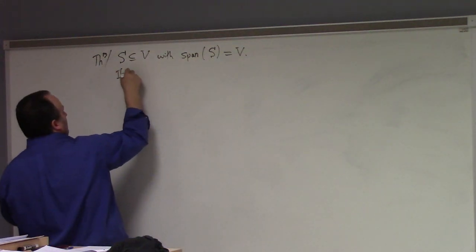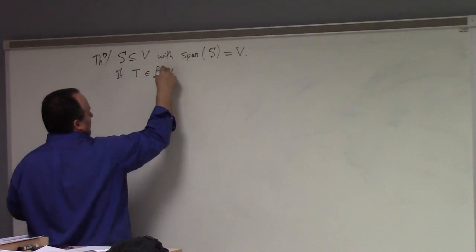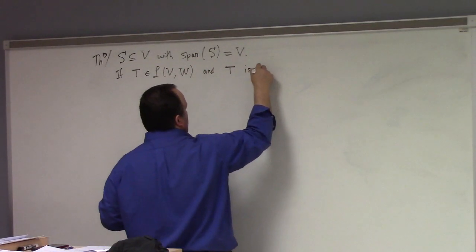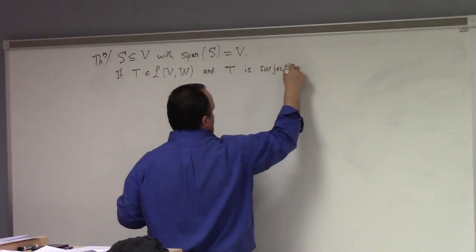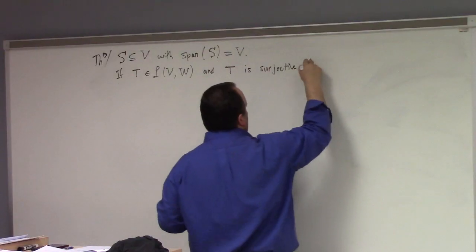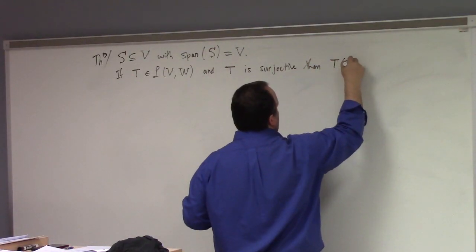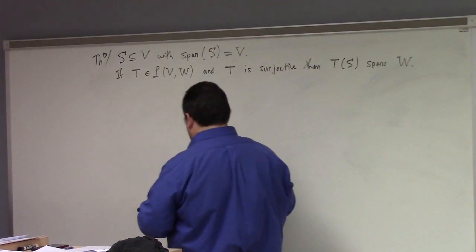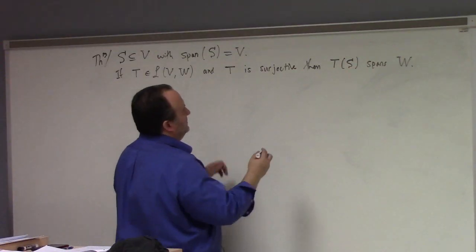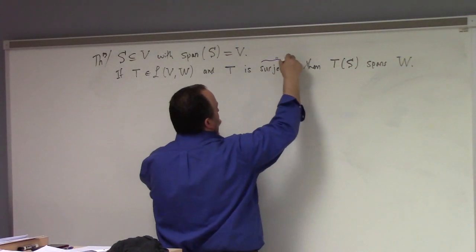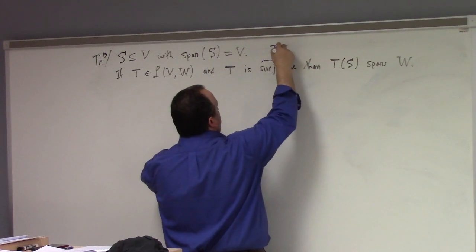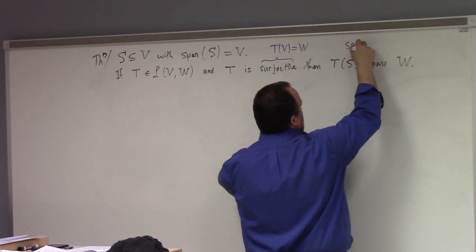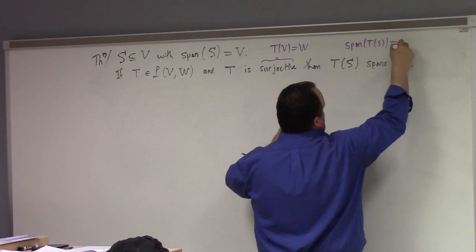If T is a linear map from V to W, and T is surjective, right? Then T of S spans W. So let me give you some comments. Surjective here means that T of V is W. To say T of S spans W, we're saying the span of T of S is equal to W.